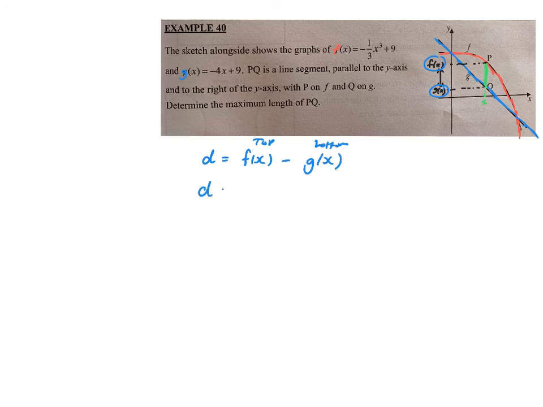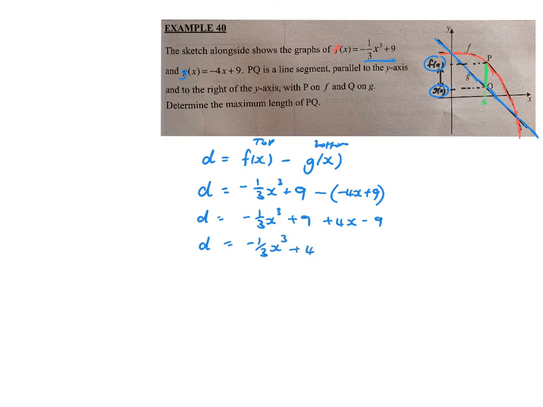And what is the function on the top? It is minus a third x cubed plus 9. And what is the function on the bottom? It is minus 4x plus 9. So therefore, the distance is equal to minus a third x cubed plus 9 plus 4x minus 9. So the distance then is going to equal the 9 minus 9 subtract with each other, so it's minus a third x cubed plus 4x.